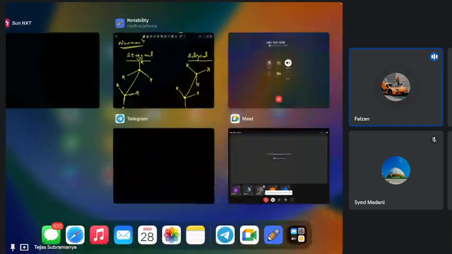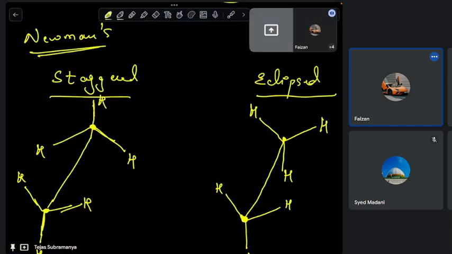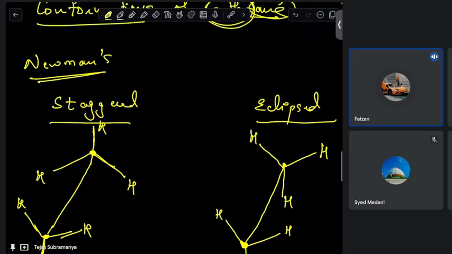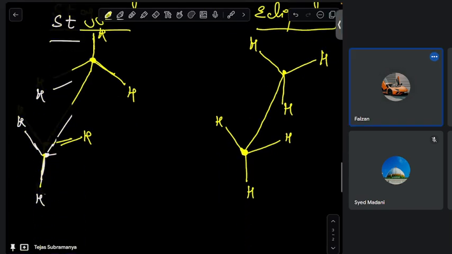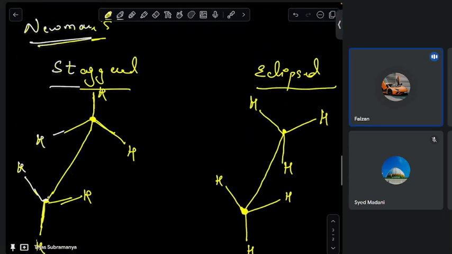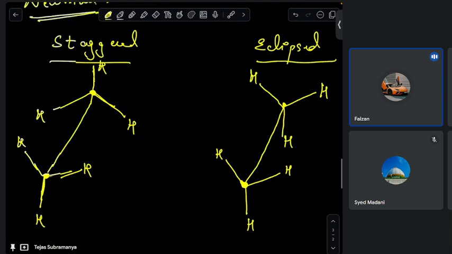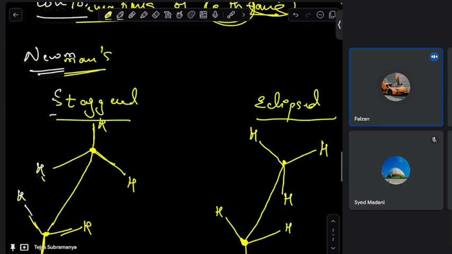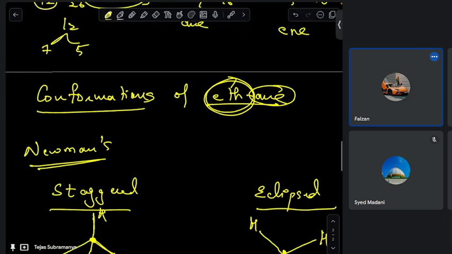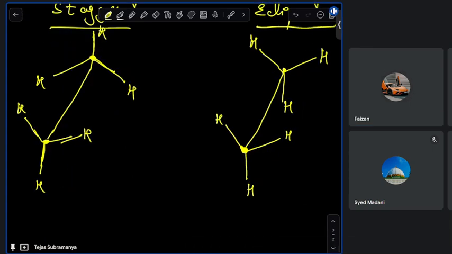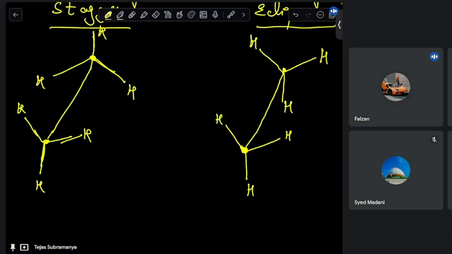Sir, we have the first 4 chapters: sets, relations, trigonometry, complex numbers, then permutation, combination, then linear inequations, then sequences and series, limits and derivatives, and one more chapter was there. 9 chapters for the first term. Okay, binomial theorem. Okay.